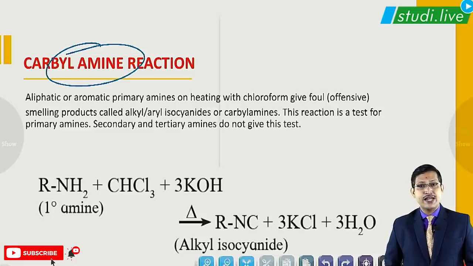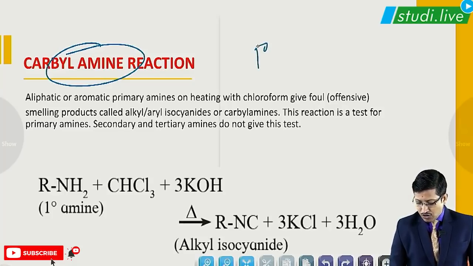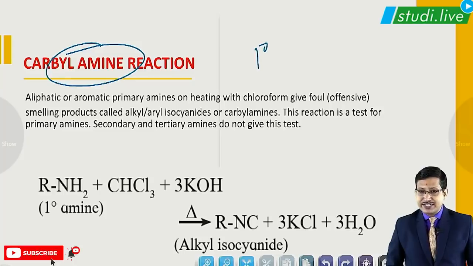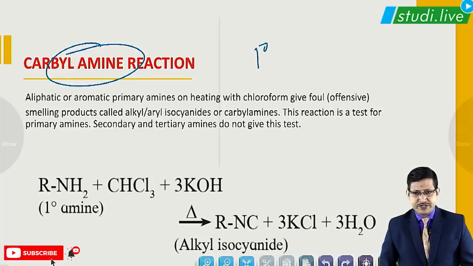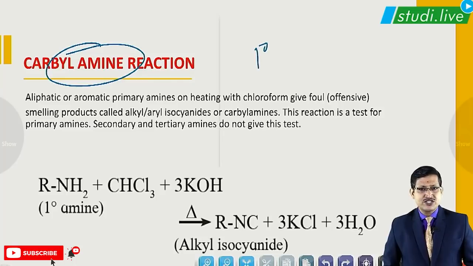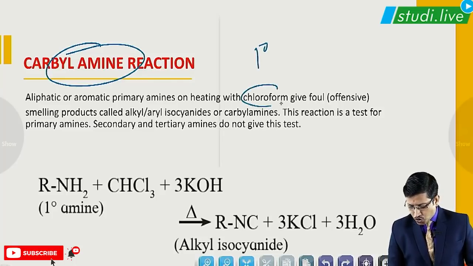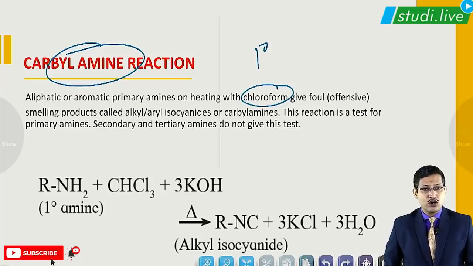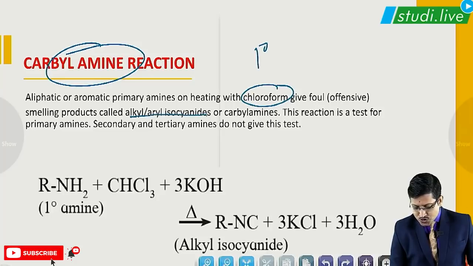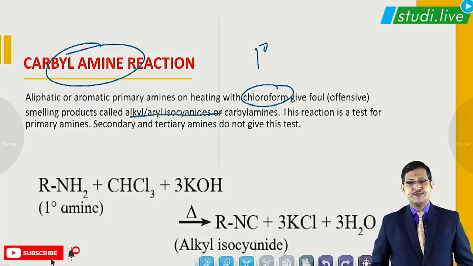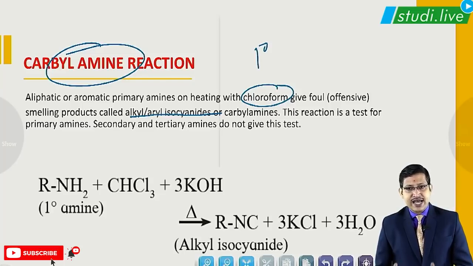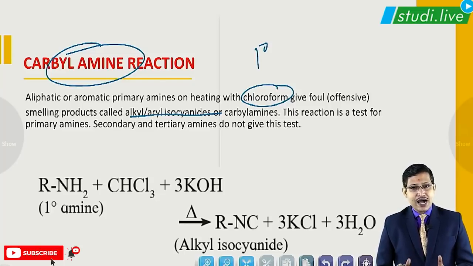What is basically the carbylamine test or carbylamine reaction? It is a test for identification of primary amines, 1 degree amines, may it be aliphatic, aromatic, whatever. So aliphatic or aromatic primary amines, on heating with chloroform, give a foul offensive odor. That foul offensive odor is of alkyl isocyanide or aryl isocyanide. So it gives you the formation of alkyl isocyanide or aryl isocyanide.